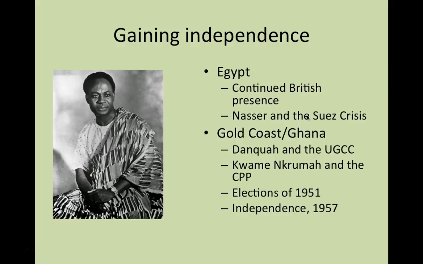The acceptable leader and the acceptable party that the British tried to set up as the natural partner, the one the British hoped to transfer power to, was the United Gold Coast Convention Party, led by a guy named Joseph Donka.